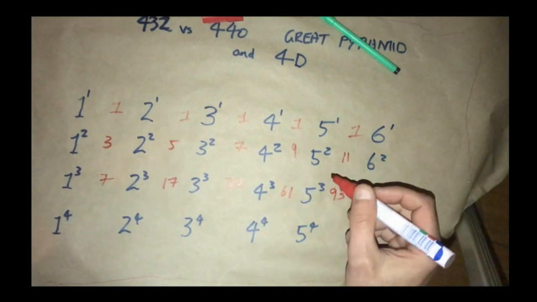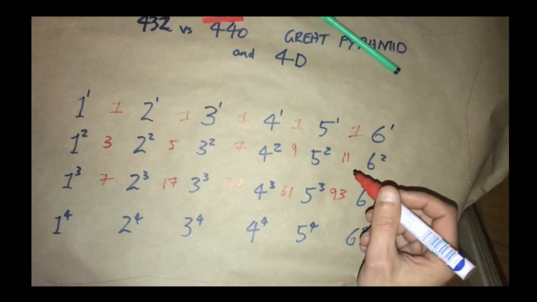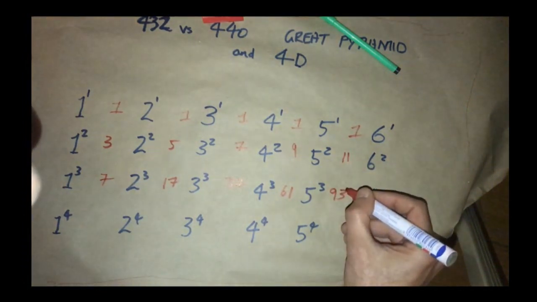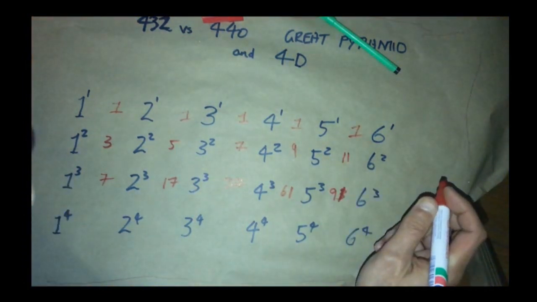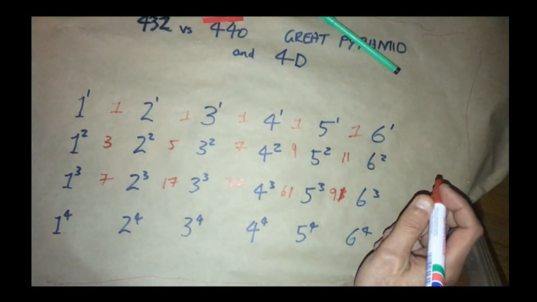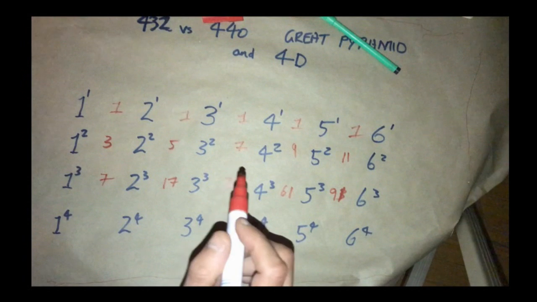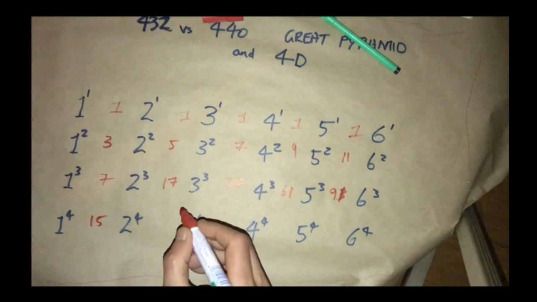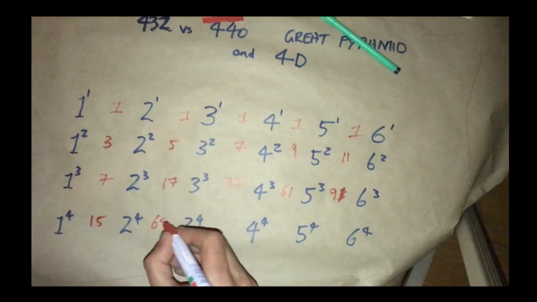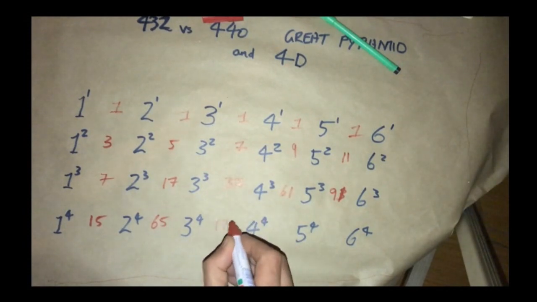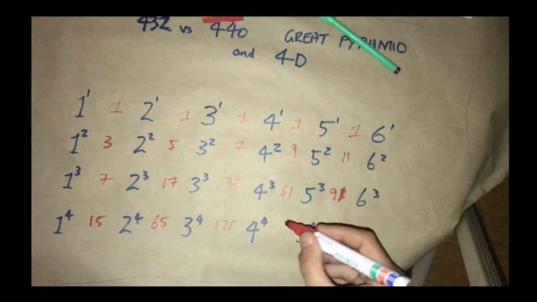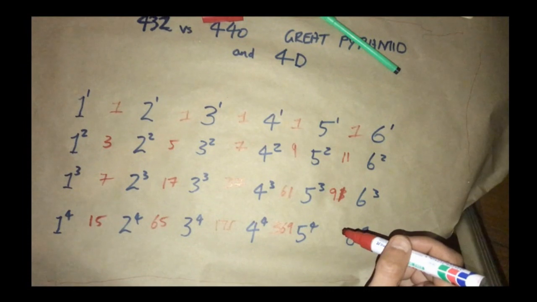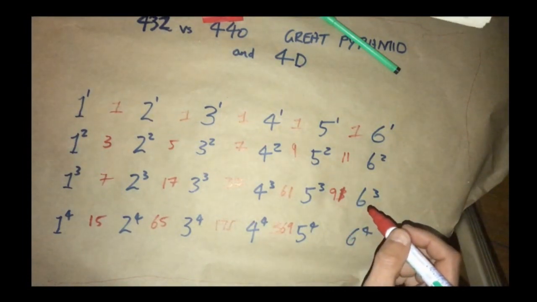Is that right? Let me check the notes. 37, 61. Actually, that's 91. Yep, so actually that's 91 now. The next ones would be 15, 65, 175, 369, and then, check the notes, 671.